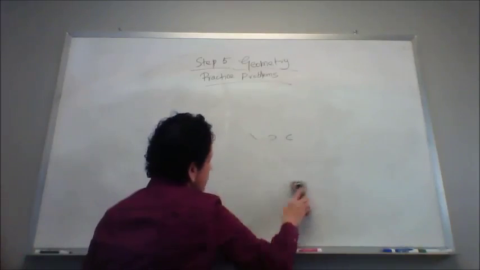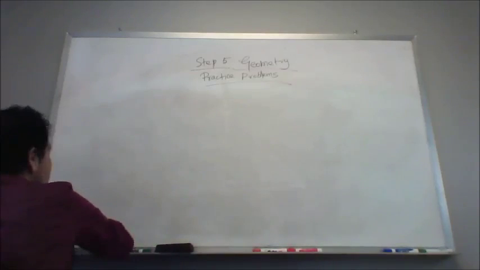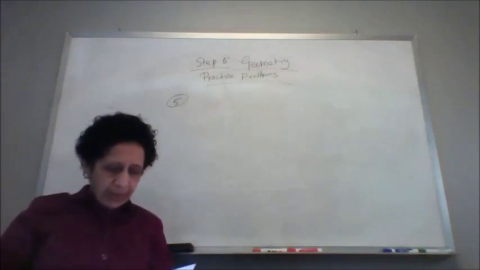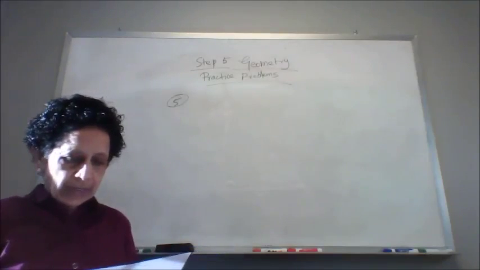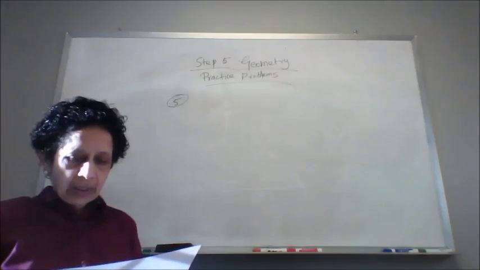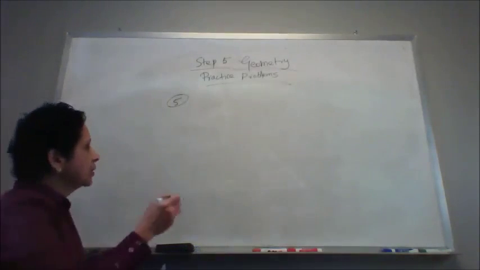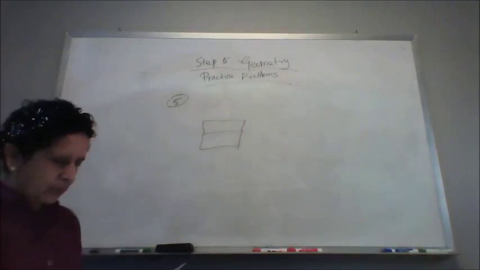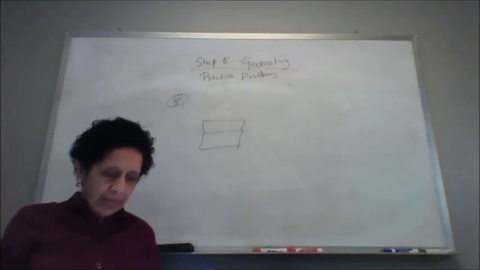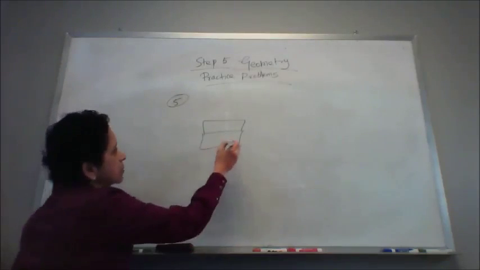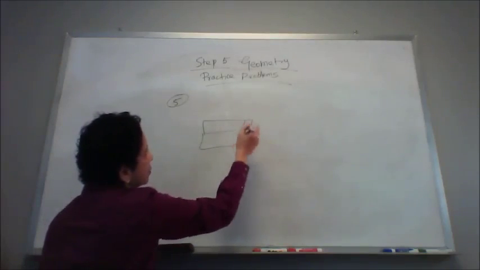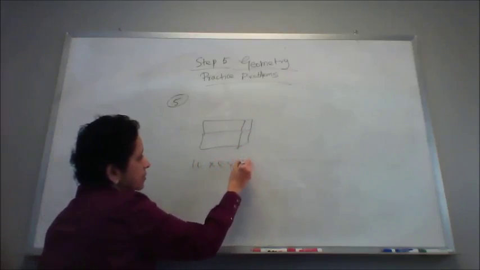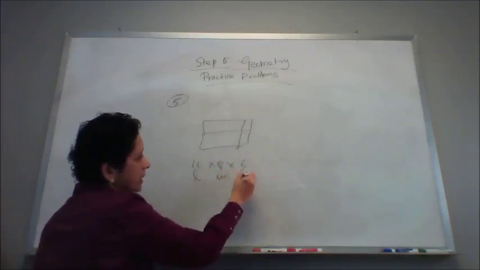Okay, so let's move on to the next problem, problem number 5. One rectangular box measuring 10 by 8 by 6 inches is stacked on top of another identical box. What is the volume of the two boxes combined? So you've got one box on the bottom, and another box sitting on top of that. They are asking for the volume of the combined boxes. This one box is 10 by 8 by 6, so this is the length, the width, and the height.